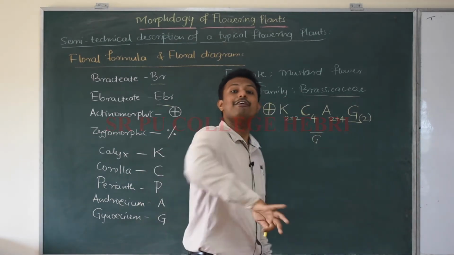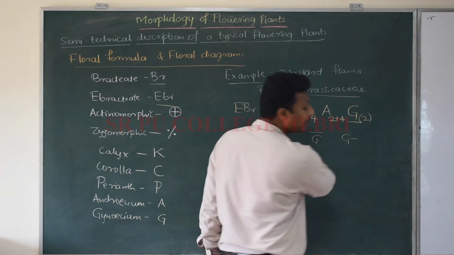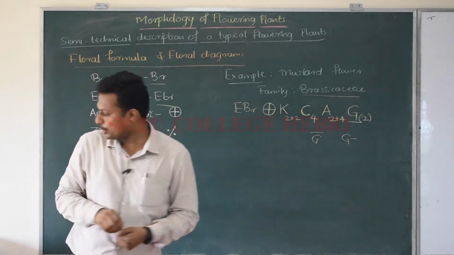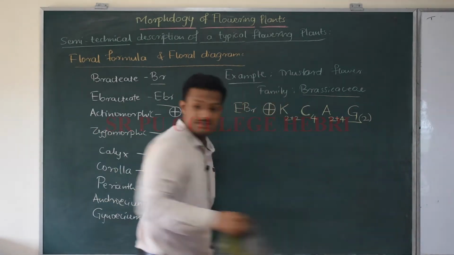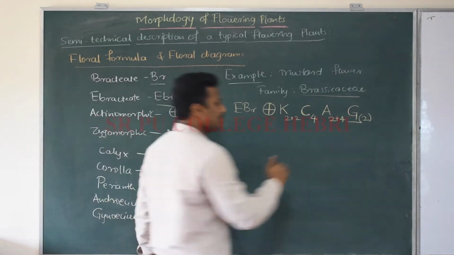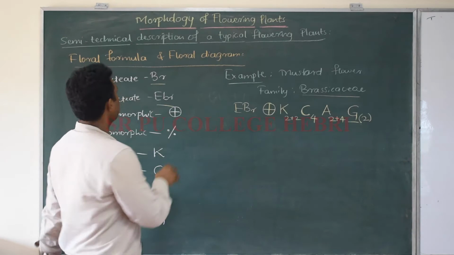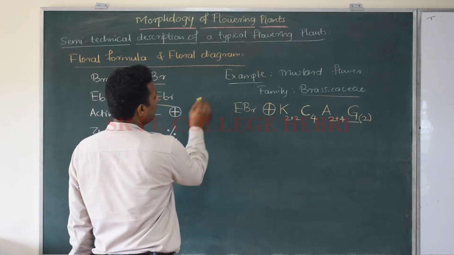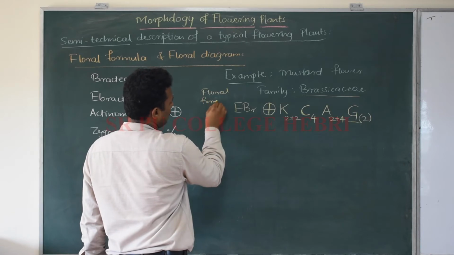If it is half inferior or half superior ovary, then the line is drawn here. Okay, so I hope you're understanding what I'm telling you. So this is the representation of the characteristics of a flower with the help of a formula, right? This is what is called floral formula.